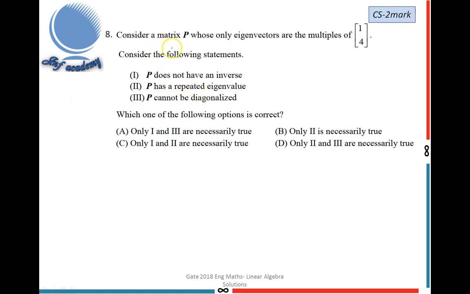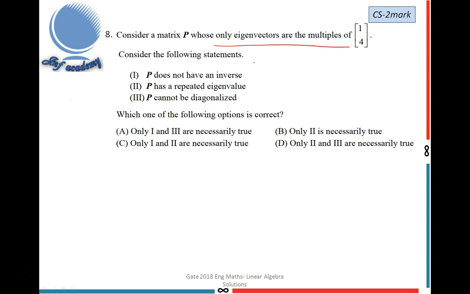Now, eighth problem. This question is from CS department. It has 2 marks. The question is, consider a matrix P whose only eigenvectors are the multiples of (1, 4). Consider the following statements. 3 statements are given. We have to check which one of the following options is correct. First, the given condition is the matrix P whose only eigenvectors are multiples of (1, 4). That means the eigenvectors are linearly dependent.